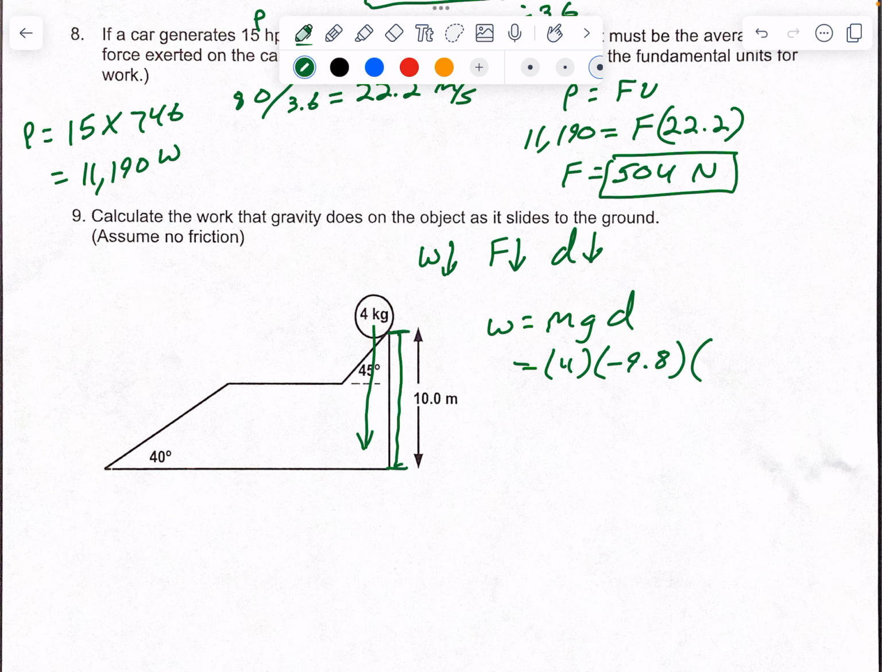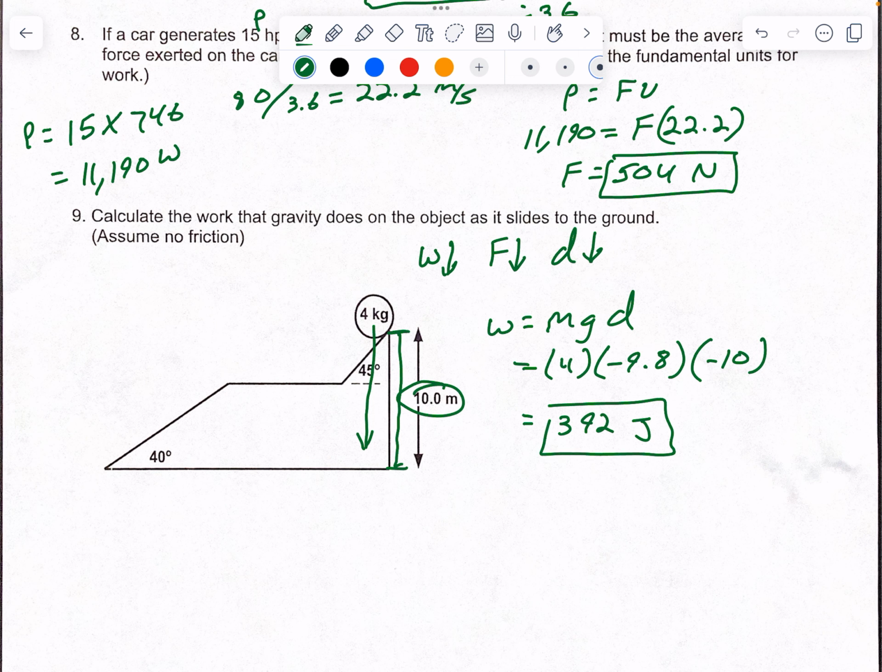And my distance is, so again, gravity doesn't care about the ramp. That ramp could be 10 meters long or 20 meters long, doesn't matter. All we care about is how high or how far gravity had to take it to get from the top to the bottom, which would be that 10 meters. And since we're going down 10 meters, that's gonna be a negative 10 meters. And that's gonna give you 392 joules of work.